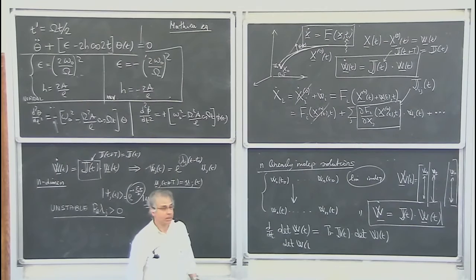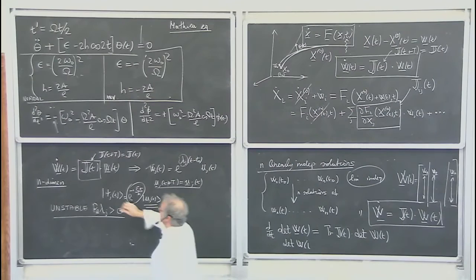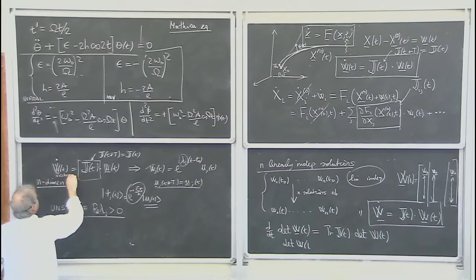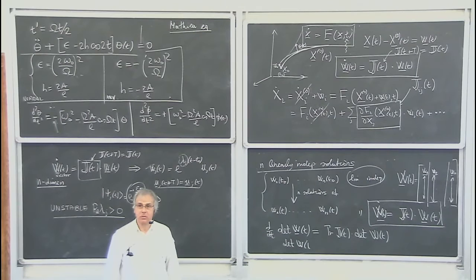These are n solutions of this equation. Notice these are vectors. At time t, this is a differential equation in time. Is it clear?